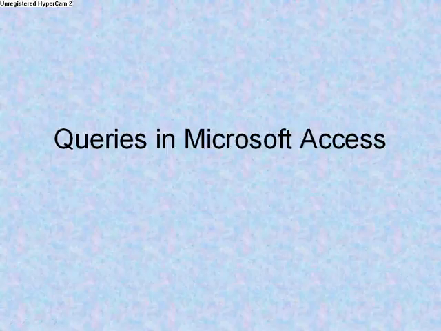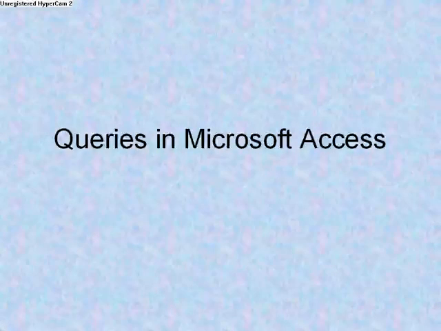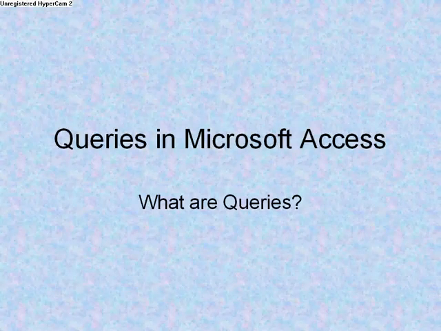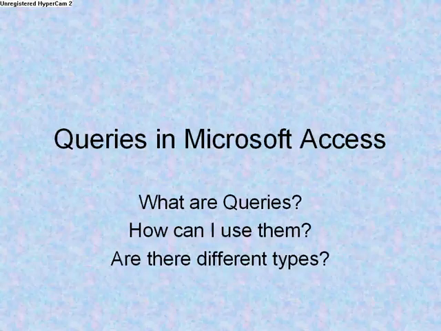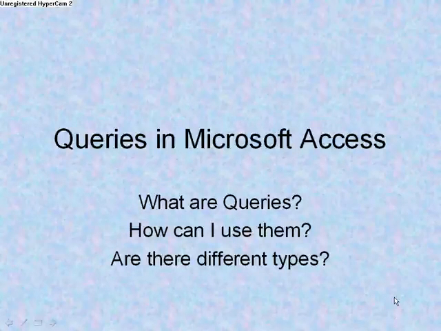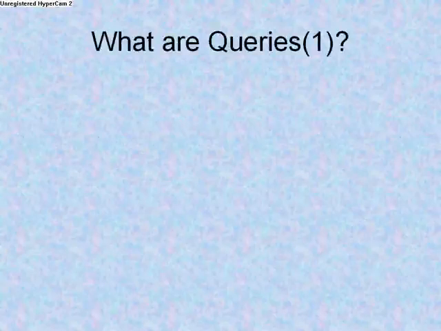Okay, we finished with forms and tables in Access for now. We might go back to them later to look at some things, but what I wanted to move on to now is to look at queries and what they are. So there's the first question, what are queries? The next question is, how can I use them? And finally, are there different types? We'll have a little look at this in this discussion, and then we'll move on to actually using queries in the next exercises. So first of all, what are queries?